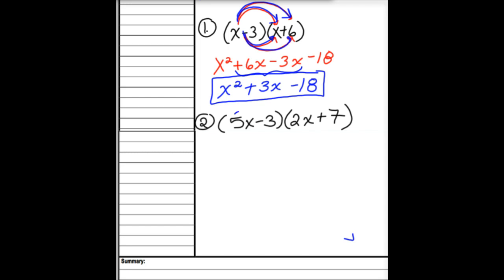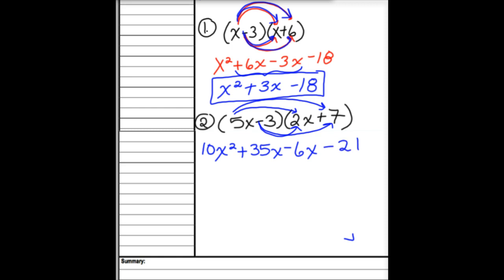All right, so let's see how you did. We do firsts, 5x times 2x gives me 10x squared. Then I do the outsides. Really, I'm just dumping that 5x into both terms. 5x times 7 is 35x. Then I go take the insides, and I do negative 3 times 2x is negative 6x. Then I do the negative 3 times 7, which is a minus 21.